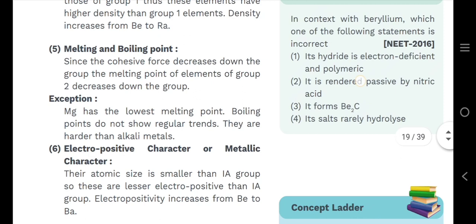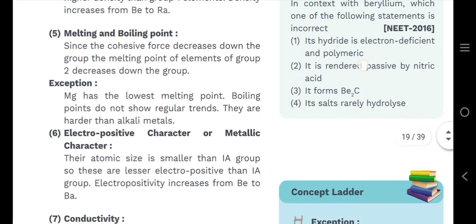Melting and boiling point. Since the cohesive forces decrease down the group, the melting point of elements of group 2 decreases down the group. Exceptions: magnesium has the lowest melting point. Boiling points do not show regular trends. They are harder than alkali metals.